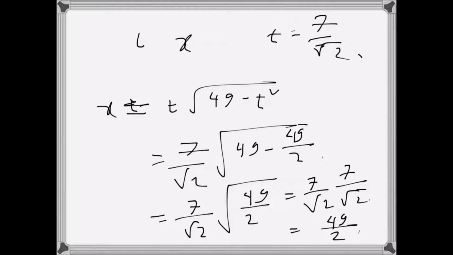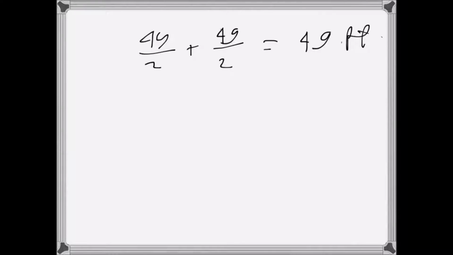That is the distance that the particle goes when the velocity becomes 0, and then it has to travel back, so the total distance will be 49 over 2 plus 49 over 2, so that will be 49 feet in total. That is the distance the particle moves altogether.